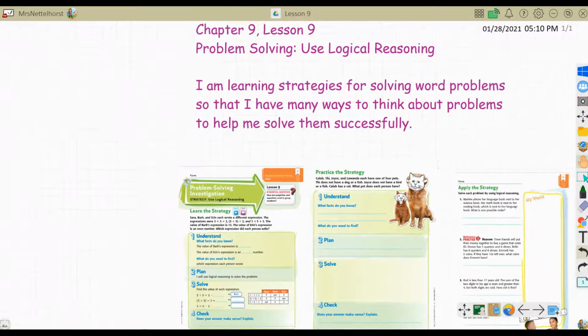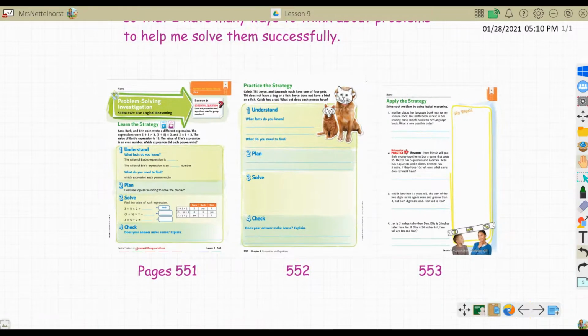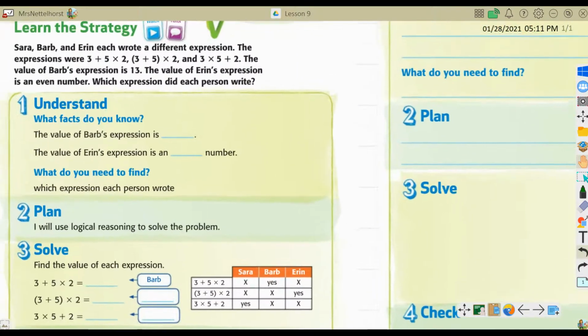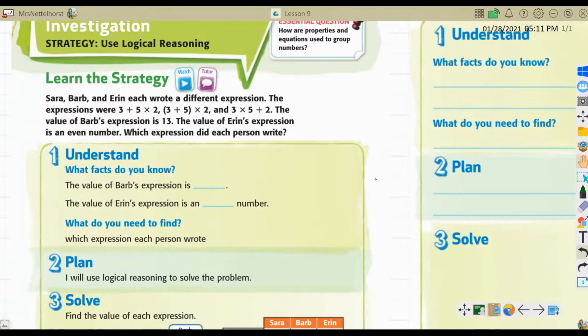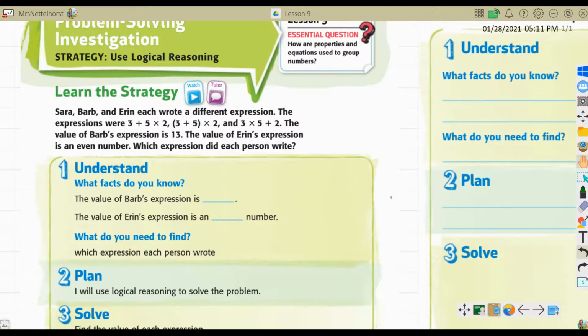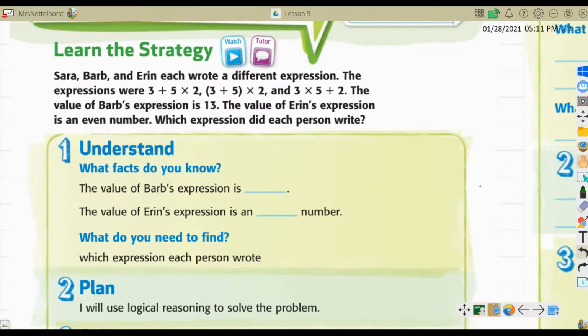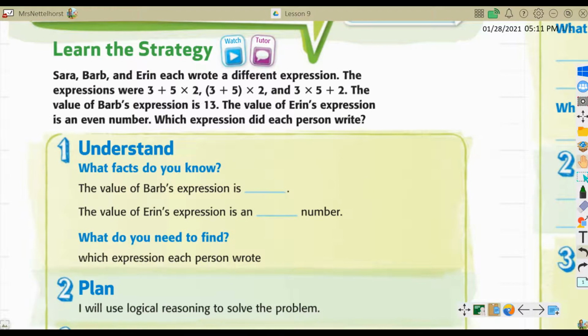So anyway, the pages we're going to be doing, we're going to do all three together today. So we're doing pages 551, 552, and 553. So let's get started. We're going to use our 3-read strategy to help us with deciding what's going on in our word problems. And then whatever I write, you should write because that will help you be more successful with solving problems.